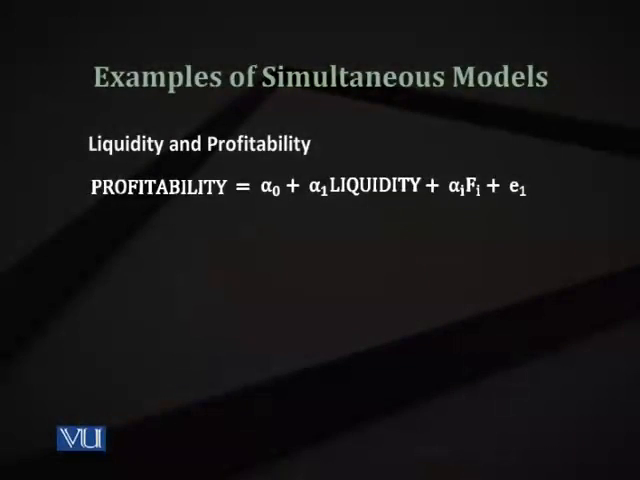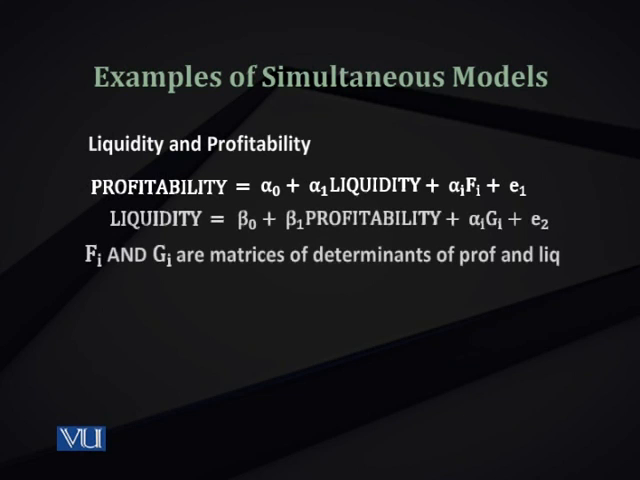For example, you see that profitability is modeled as alpha naught plus alpha 1 liquidity plus alpha i Fi. Alpha i shows that you have various parameters. Fi, you have various factors affecting profitability. I have shown them as Fi, which means F1, F2, F3. You have several factors, i can range from 1 to n, and you have a residual. Similarly, at the same time, you have a second equation. Liquidity is beta naught plus beta 1 into profitability plus beta i Gi. So you have beta i as an indication of several slope coefficients of the variables Gi.